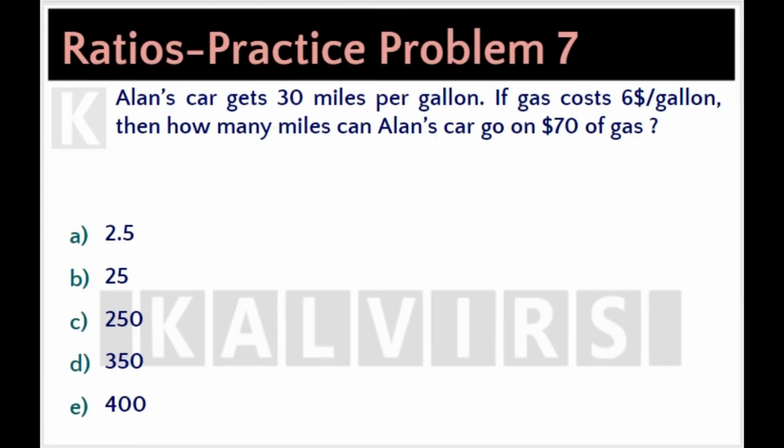Alan's car gets 30 miles per gallon. If gas costs $6 per gallon, then how many miles can Alan's car go on $70 of gas? First of all, let's organize information given in the chart. Miles and dollars per gallon. 30 miles for $6 and X miles for $70.